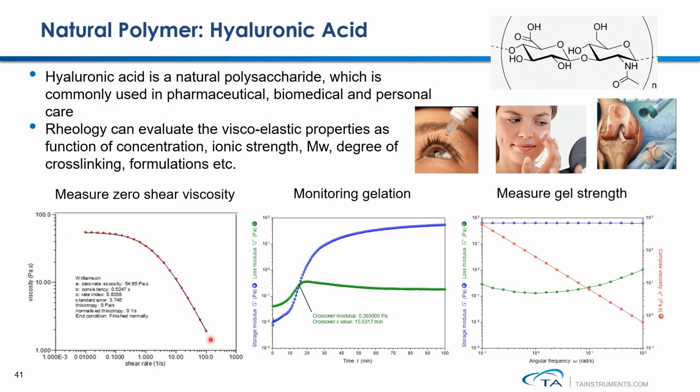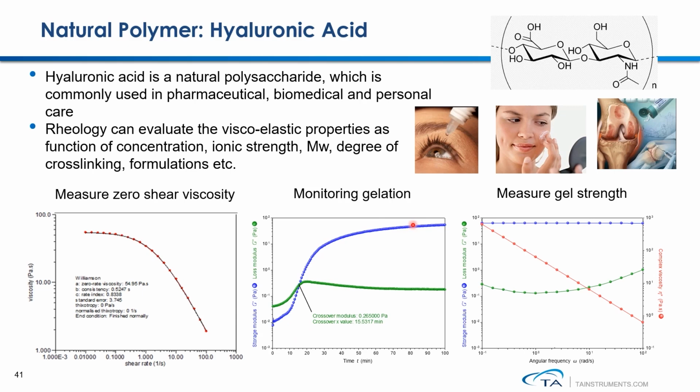From the measurement results, you can quantitatively compare different batches of hyaluronic acid, the differences in their molecular weight. When you add a cross-linking agent to this solution, you can then use a dynamic time sweep to monitor how fast the solution forms a hydrogel. A time sweep can be used to monitor this whole gelation process.